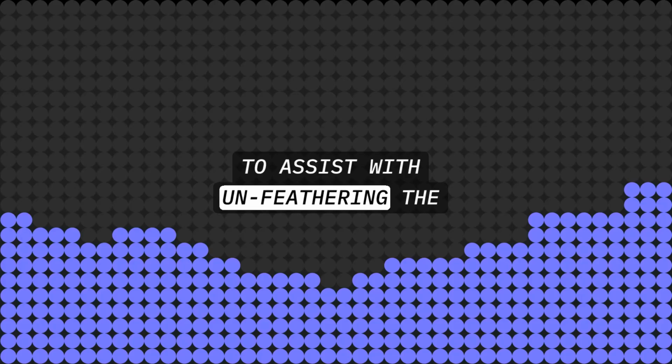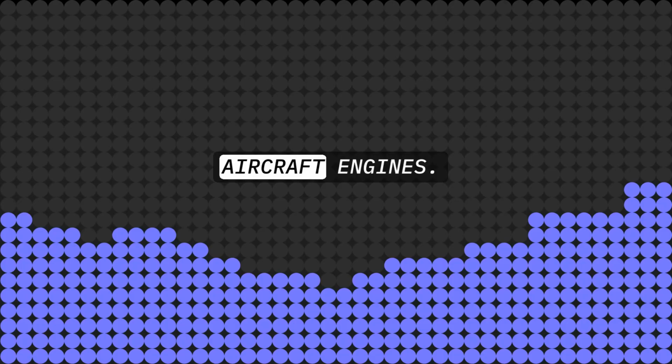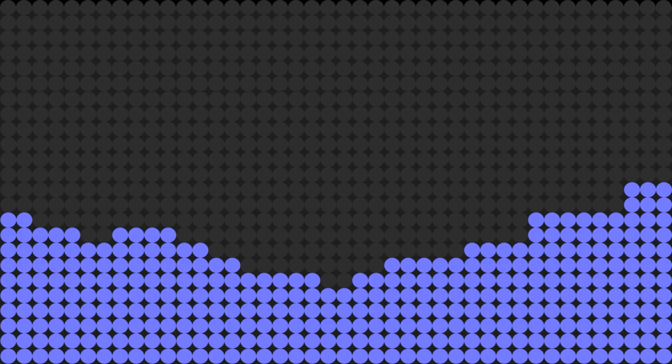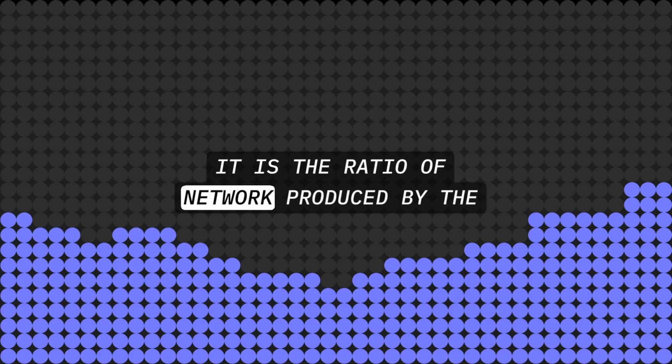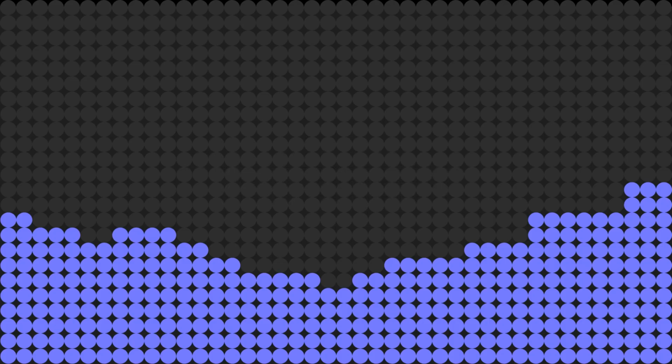To assist with unfeathering the propeller. Define the term thermal efficiency in regards to aircraft engines. It is the ratio of net work produced by the engine to the chemical energy supplied in the form of fuel. What are the major components of a typical gas turbine engine?